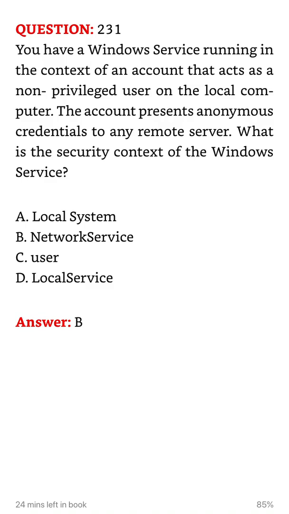You have a Windows service running in the context of an account that acts as a non-privileged user on the local computer. The account presents anonymous credentials to any remote server. What is the security context of the Windows service? B, network service.